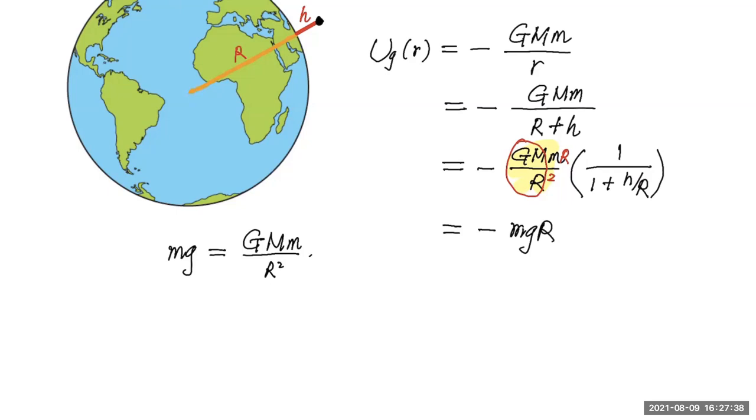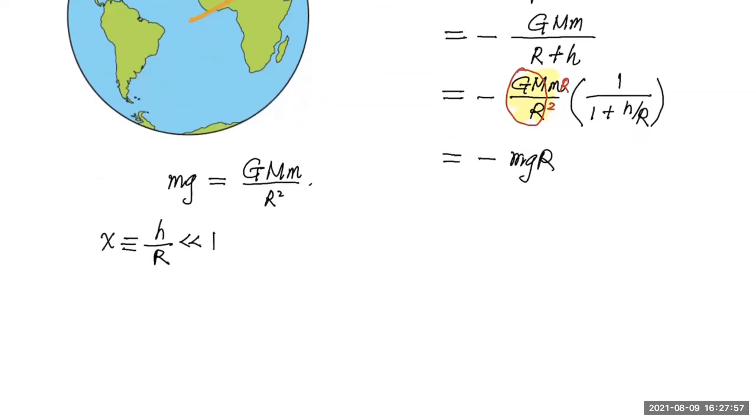Okay, that makes things a little bit simpler here. And what's left is whatever is in the parentheses, 1 divided by 1 plus h over R. Now h over R is a lot less than 1, so we call it x, a whole lot less than 1. And with that, I have this expression in the parentheses, 1 plus h over R to the power negative 1. This is the same as 1 plus x to the power negative 1.